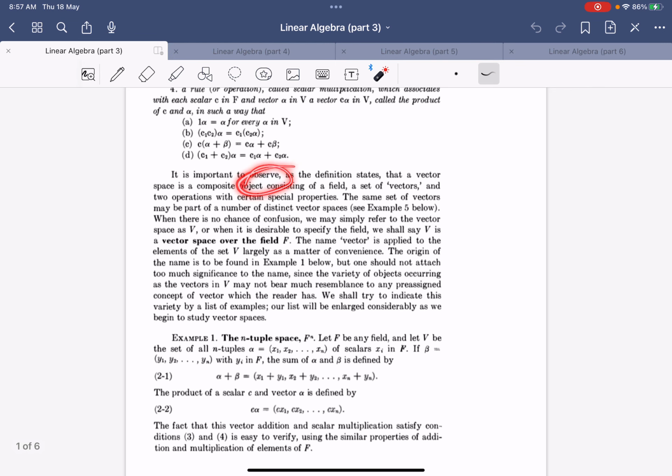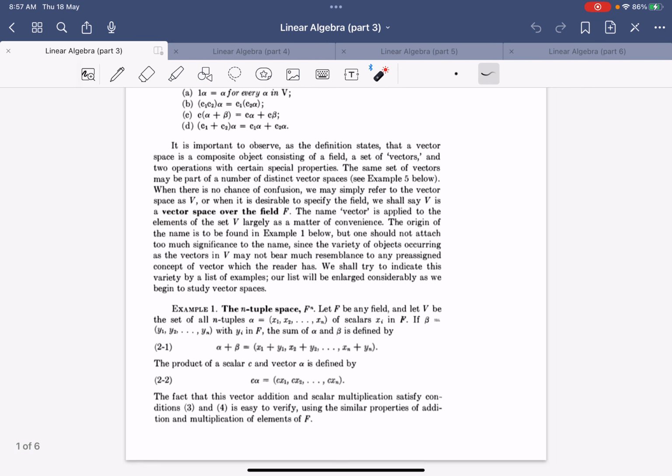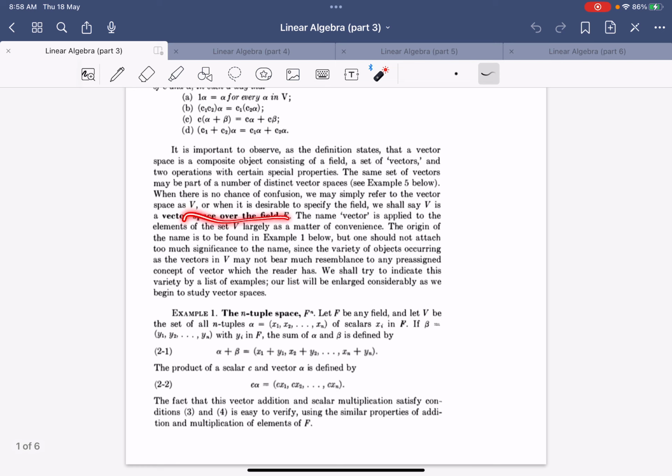So it is important to observe, as the definition states, that a vector space is just a composite object consisting of a field, a set of vectors, and two operations with properties. And if we are not too confused by over what field, we can also still specify which field it is. So it's the vector space over the field F. For example, the vector space over R, which is the real numbers, is different from the vector space over the complex numbers, because now the scalars are either in complex form or in real form.